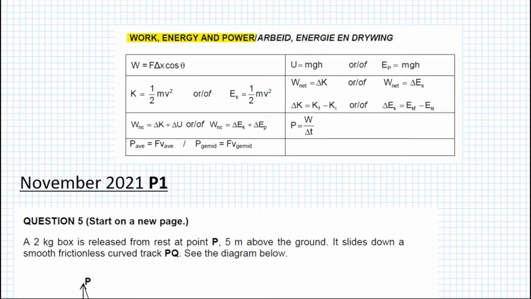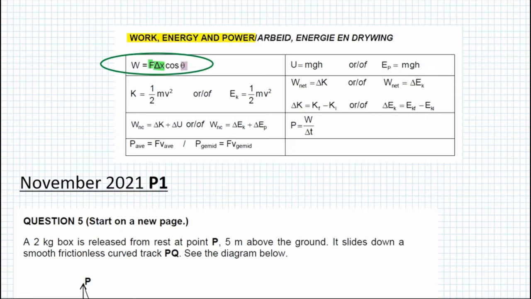This is the section on work, energy and power. So if we have a quick look at this section of the formula sheet, you will see that we have the definition of work, or the formula that we can use to calculate work. I'd like to remind you that when we substitute values into this formula, we only substitute the magnitudes of the force and displacement. We don't include direction because the theta value takes the direction into consideration.